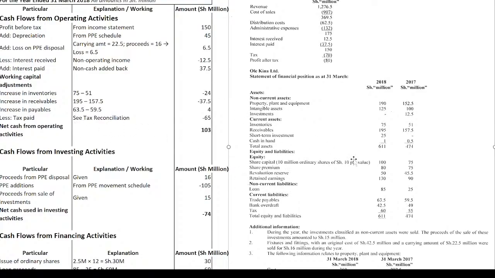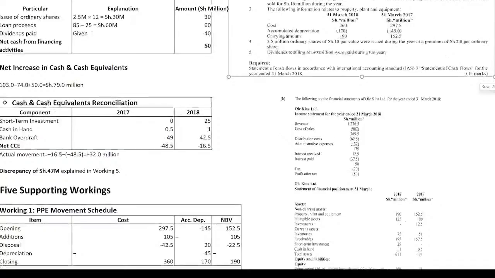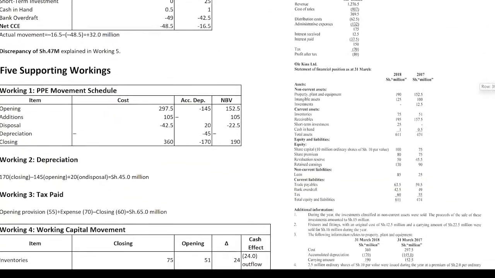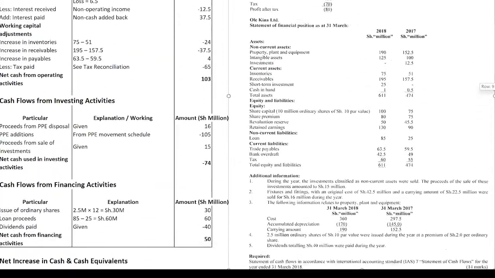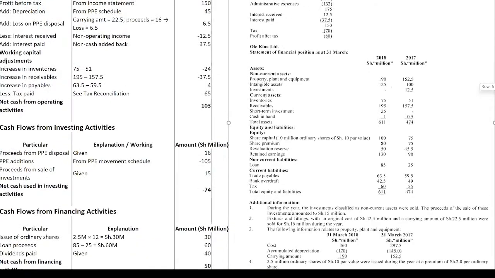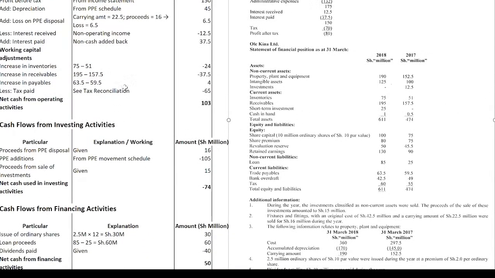Then you also have to less the tax paid. So the tax paid here, we have calculated that in our question to be 65. So you also have to deduct that. Then our net cash from operating activities, when you add all of this, you are going to get 103.